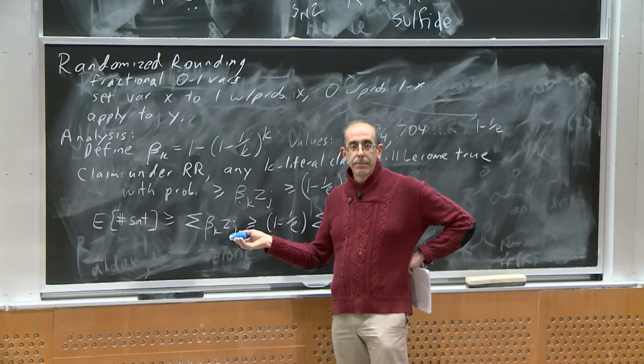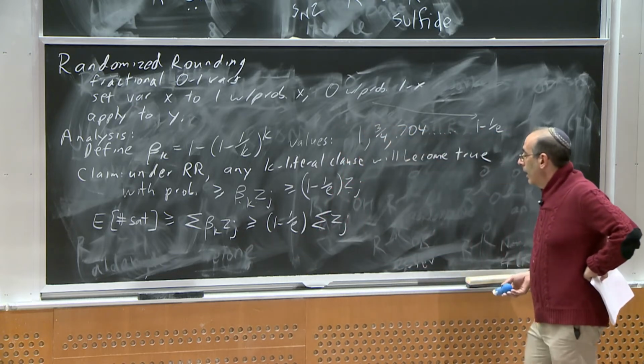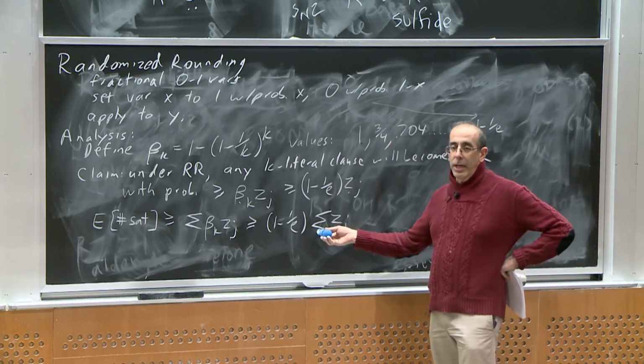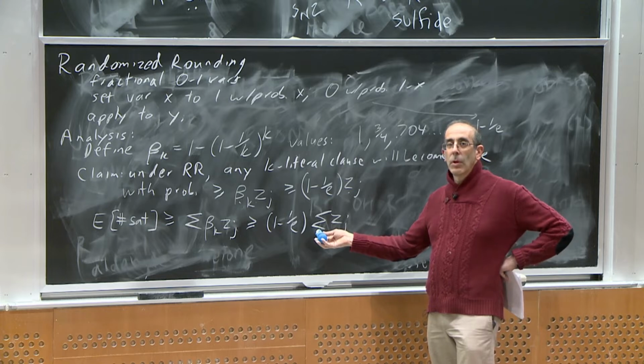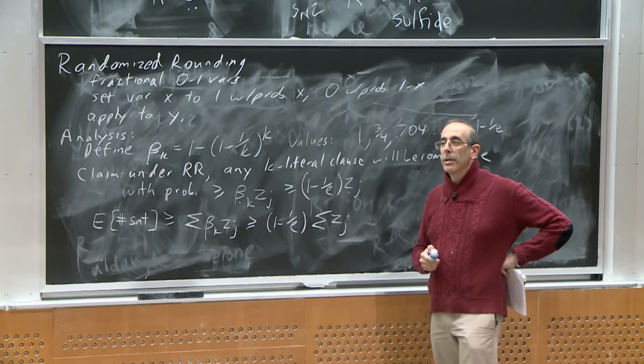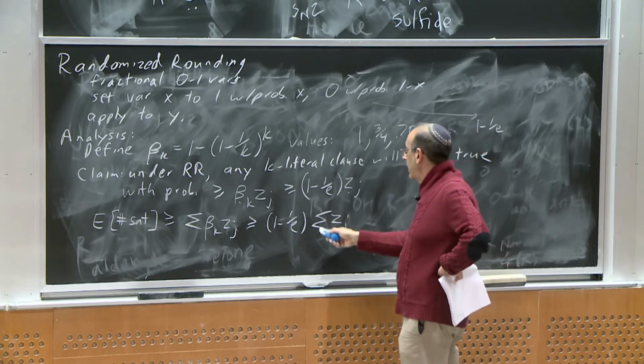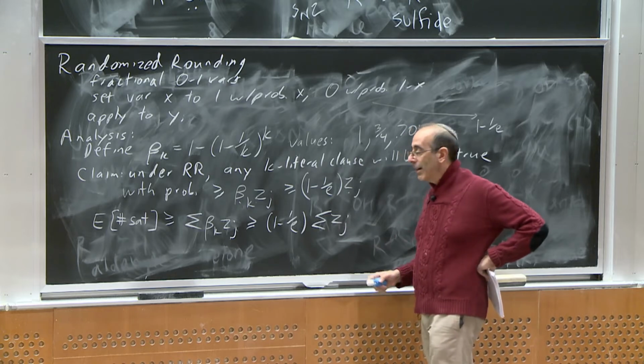And why is this a good quantity? Why do we care about this? Exactly. Sum of zj is the fractional optimum.